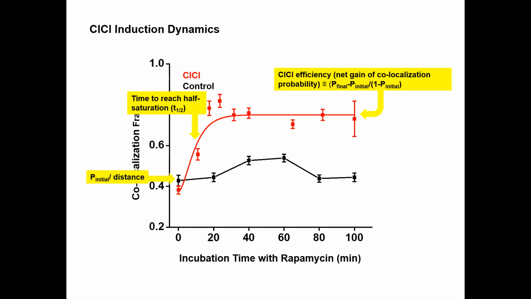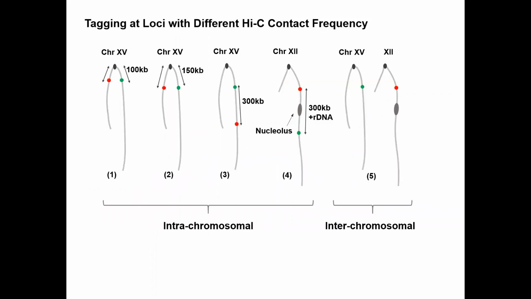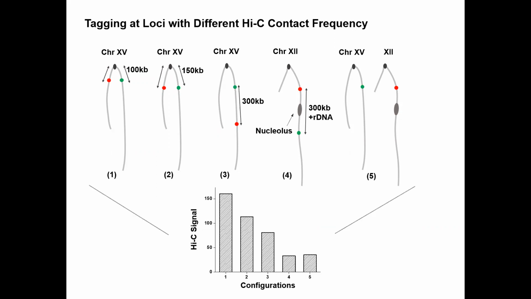We expanded our study by labeling LECO and TET-O at different locations in the cell. So the 5 conformations here, the first 4 are intra-chromosomal. That means the 2 dots are on the same chromosome. The last one is inter-chromosomal. We chose these configurations carefully so that if you look at the native contact frequency indicated by the Hi-C measurement before, it spans a large range of the Hi-C signal.